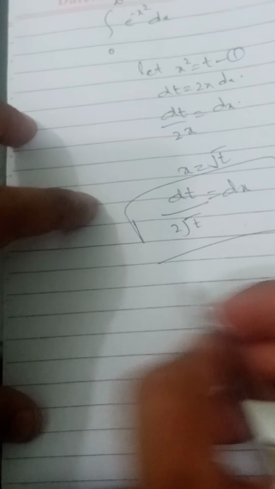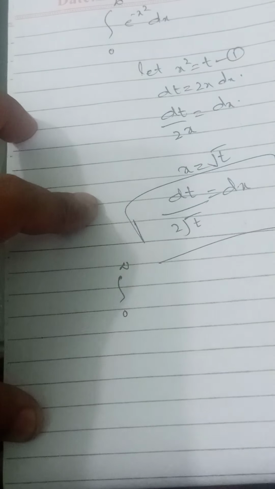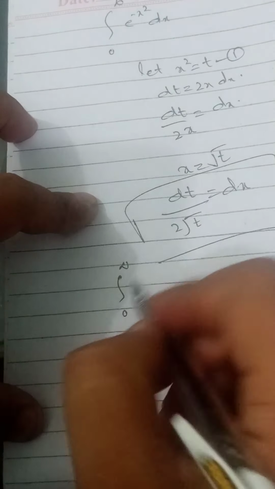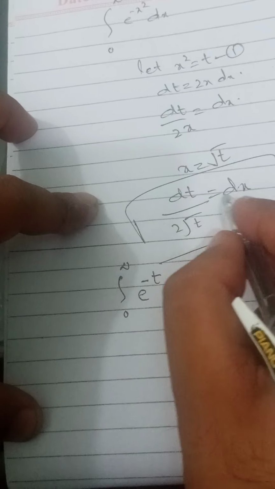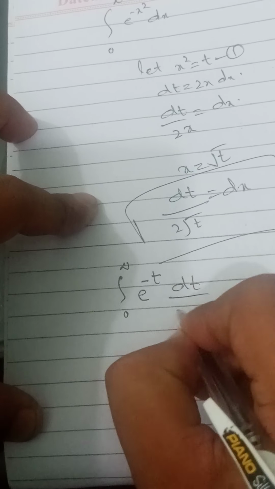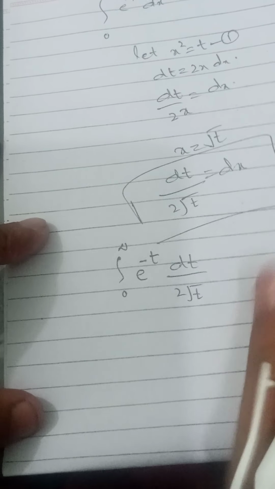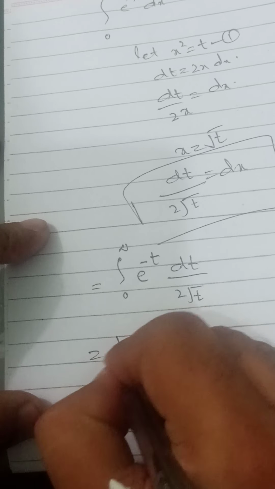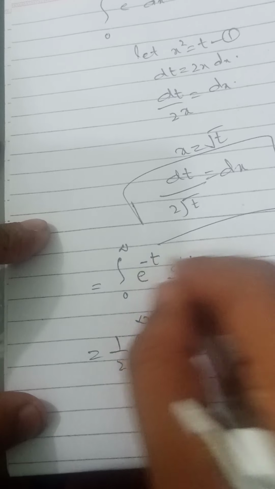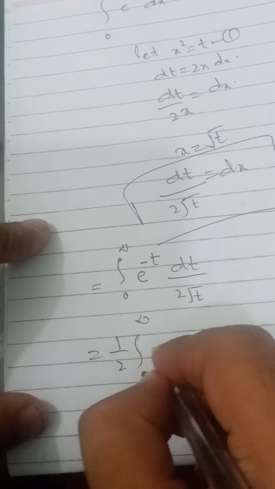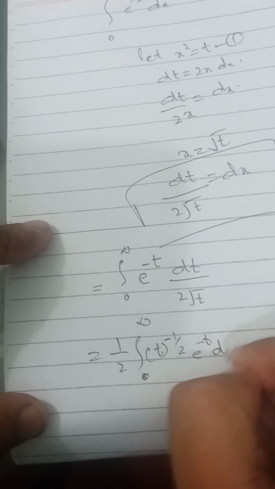Put this here in the original integral. So the integral from 0 to infinity of e power minus x square, where x square is equal to t, so e power minus t, and dx is equal to dt divided by 2 into the square root of t. So now it is a two-step integration. So 1 over 2 integral from 0 to infinity; if I shift the root to the numerator, it will be t power of minus 1 over 2, e power minus t dt.